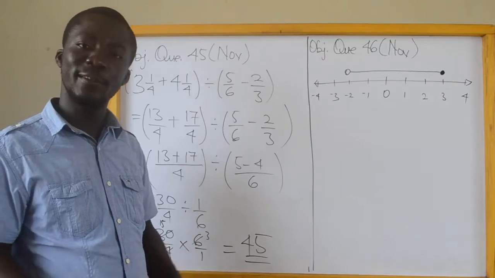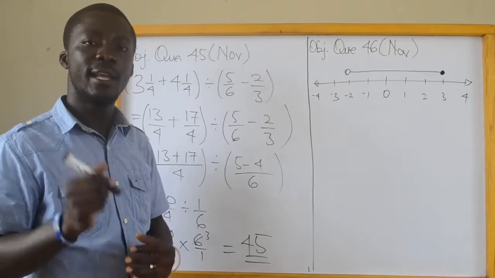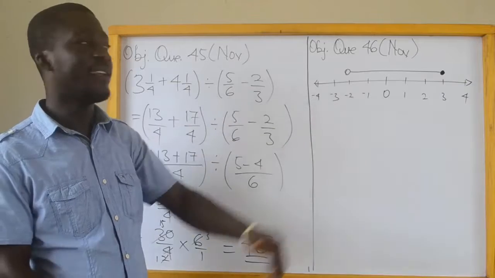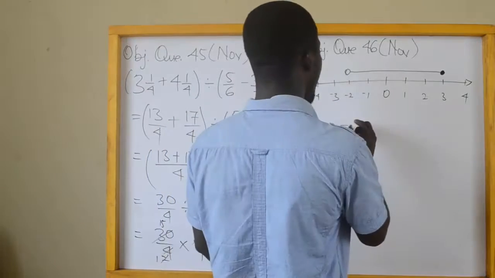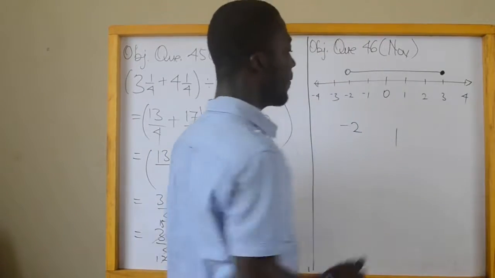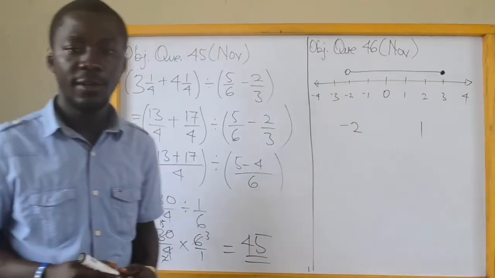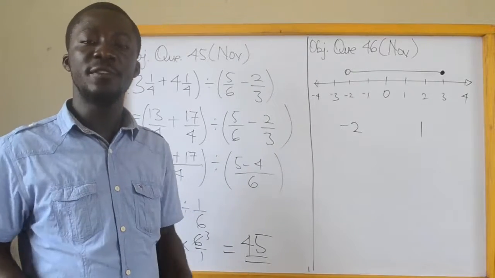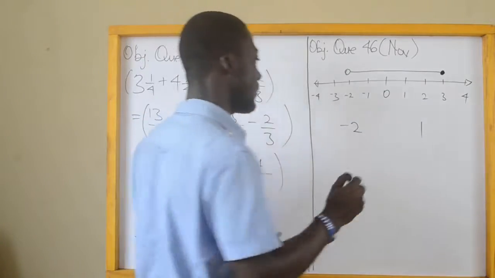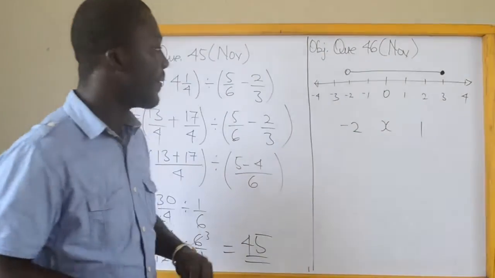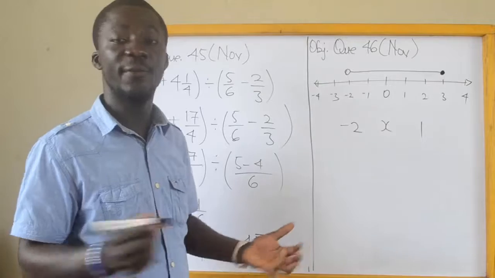Objective question 46, November. That is asking which of the following inequalities is represented by the number line. So let's write our endpoints. We have -2, and here we have 1. Our next thing we have to do, we have to select a variable, and the variable that I'm going to select will be x. Since the interval is continuous, we are just going to write them together. We are not going to separate them.